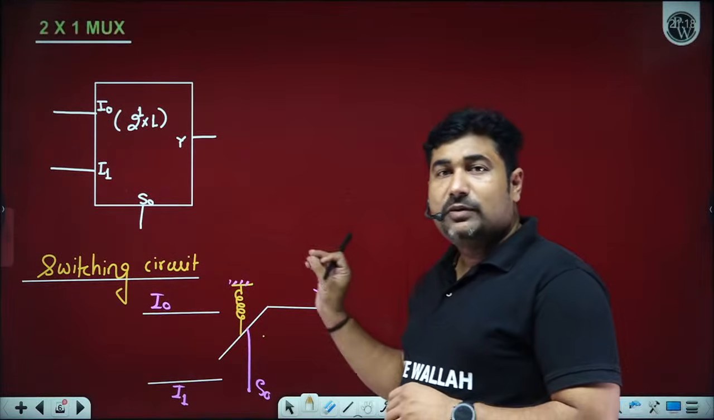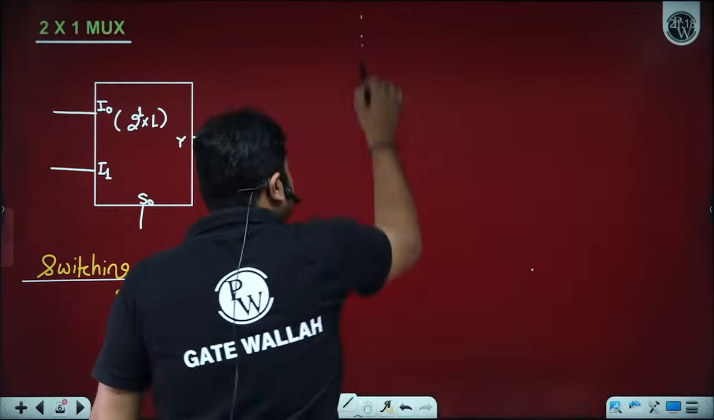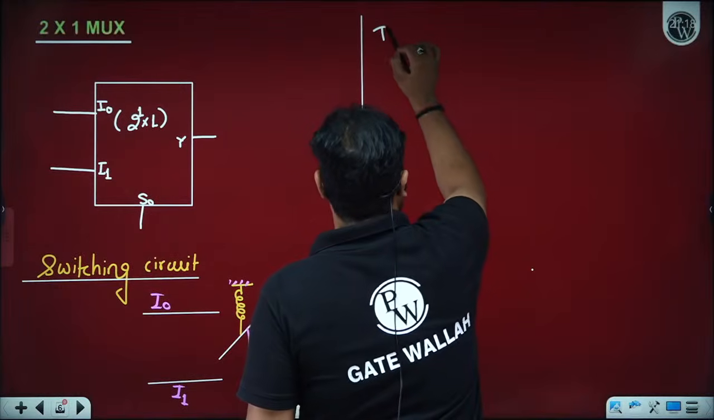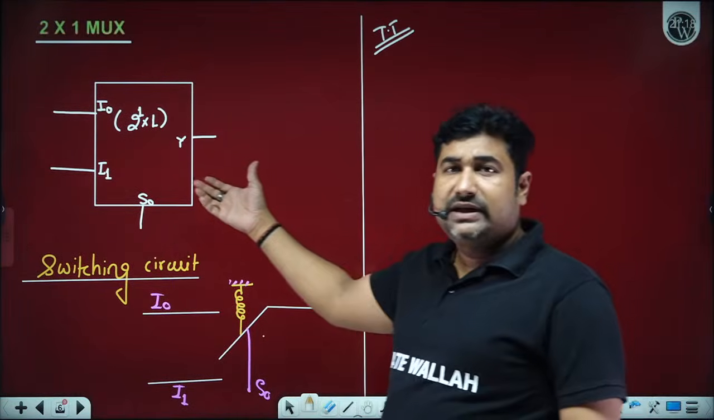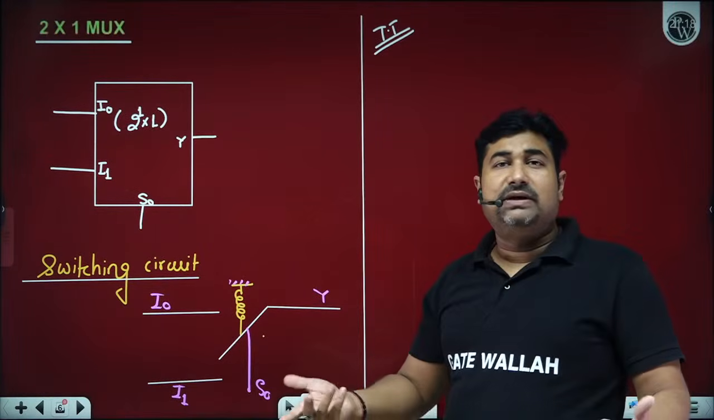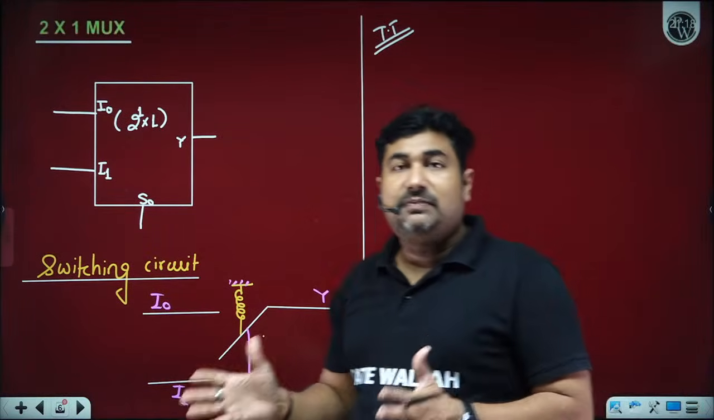So whatever information is on the I1 pin is going to be transferred to output Y. Now, are all of you able to understand the switching circuit? From the switching circuit, we can construct the truth table. To design any combinational circuit, first of all, we need to identify the inputs and outputs, construct the truth table, write the logical expression, and implement the logic circuit. So I am interested to design the logic circuit of a multiplexer.